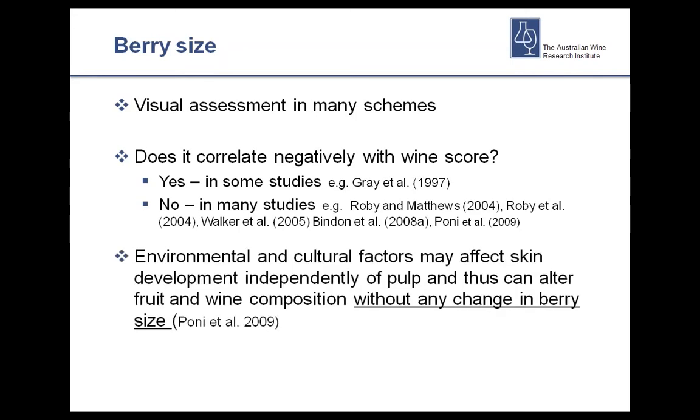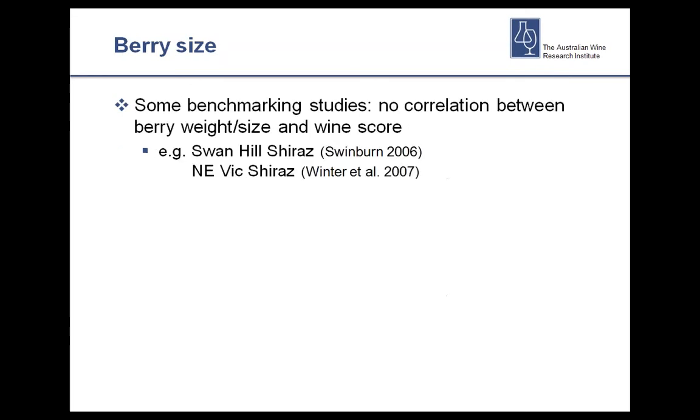And this is probably because environmental and cultural practices may affect skin development independently of pulp and thus can alter fruit and wine composition without any change in berry size. And this is very well documented in references such as that by Pony et al. 2009. And to support this, there are some benchmarking studies where there's been no correlation found between berry weight and size and wine score. So it's curious as to why there seems to be so much emphasis on berry size in some vineyard scoring schemes.